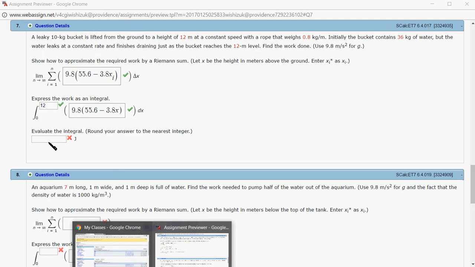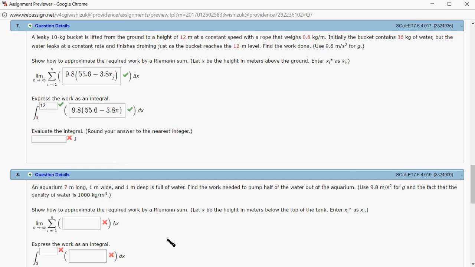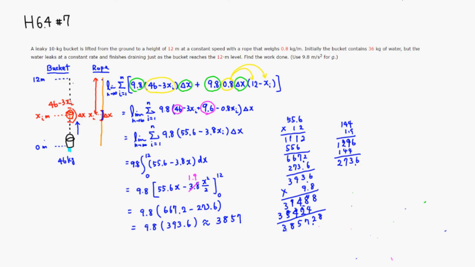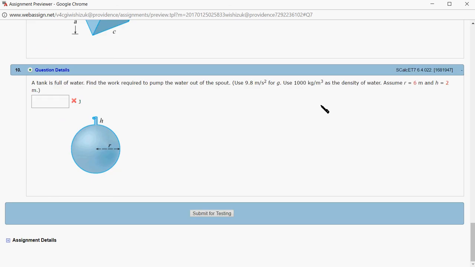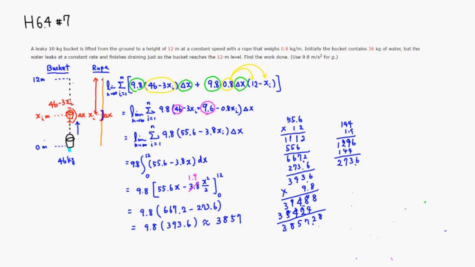Let's type it in. So this is going to be about 3,857. Let's check, submit for testing. Alright, I came back and it looks like we got this one correctly. The computation was a little bit tedious, but we got the right answer there. Alright, that's it. I hope that this was clear.